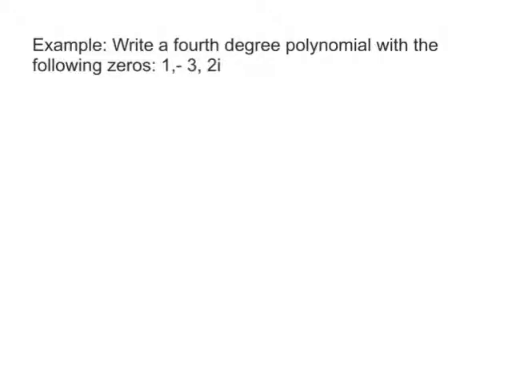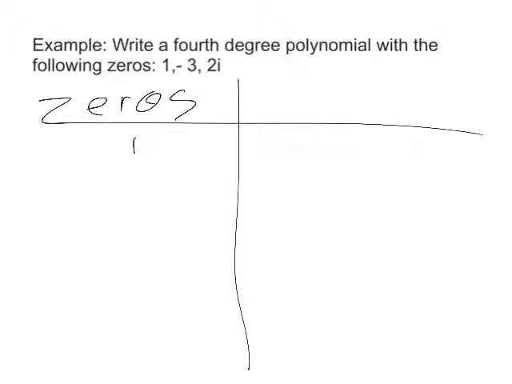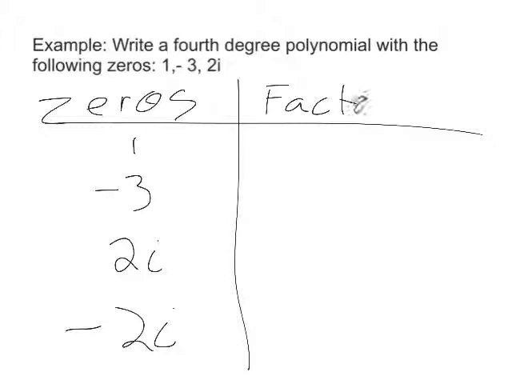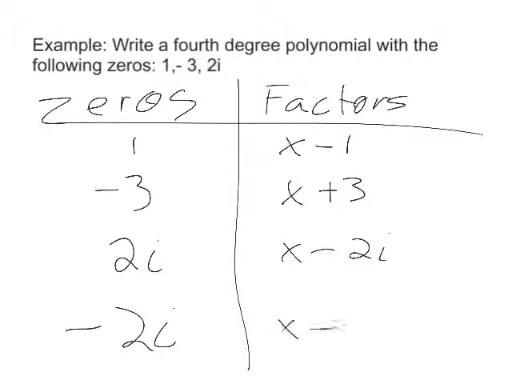This time we're going to work with a fourth degree polynomial. And so I'm going to write down my zeros, and then we'll make factors out of them. 1 and negative 3 are given. So is 2i. So if 2i is given, what is my fourth one? That's going to be negative 2i, which is your conjugate. Okay, now make factors. x minus 1, x plus 3, x minus 2i, and x plus 2i.